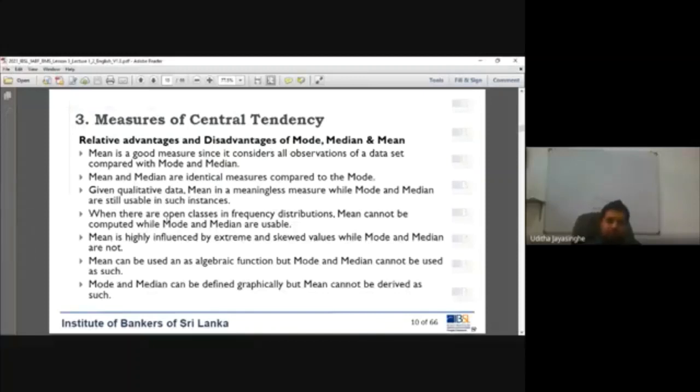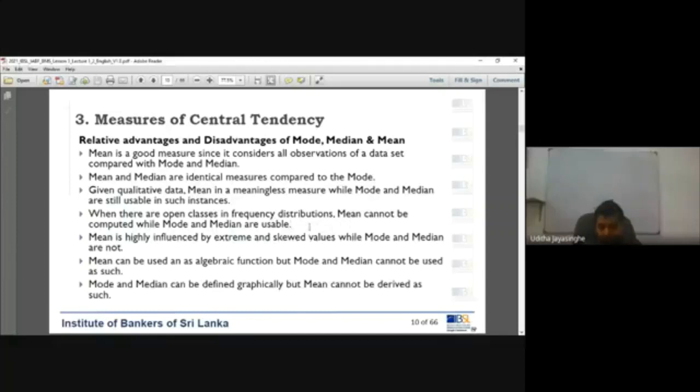Fourth point, when there are open class frequency distributions, mean cannot be computed while mode and median are useful. We'll see why mean cannot be computed when we are touching upon those lessons. For the moment, just keep in mind. Under mode and median, we discussed this point a couple of times, that when there are open intervals, we don't have to worry about those end classes. Rather, we can focus on the middle point or the most frequently occurring point and calculate mode and median. But for mean, we cannot do it.